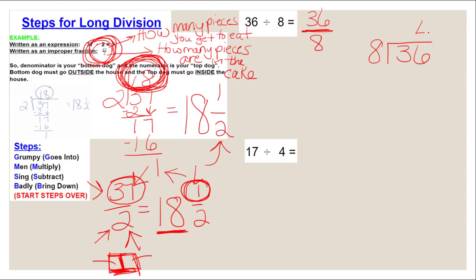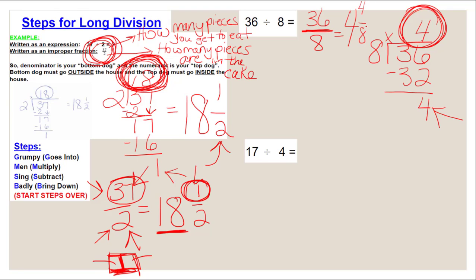And the 4 is going to go over my 6 so that it represents I've gone into the full 36. Multiply. Subtract. Bring down. Nothing to bring down, so we're going to circle our wholes. And the leftover goes over that denominator. Remember, the denominator does not change because it does not change how many pieces are in each cake.